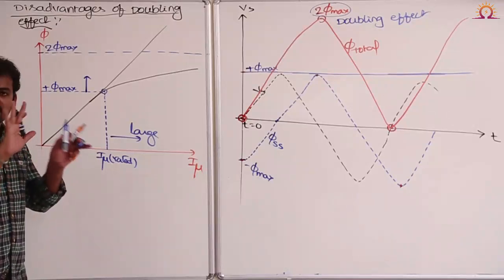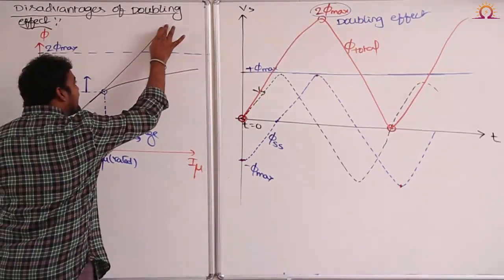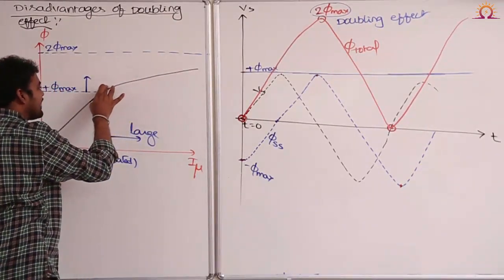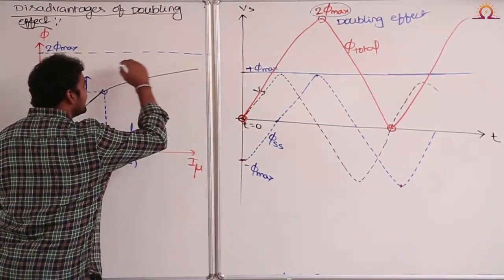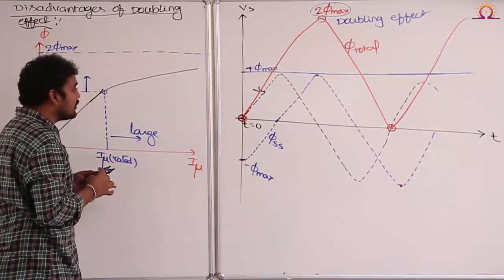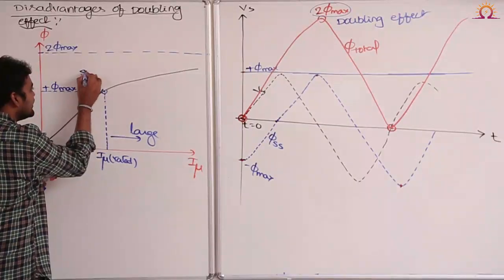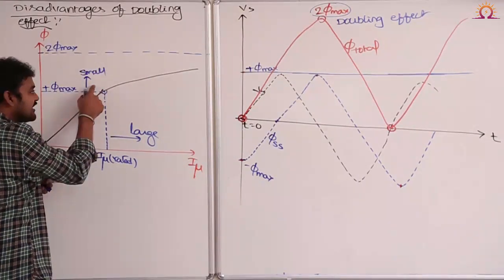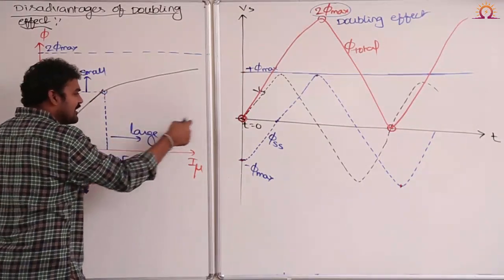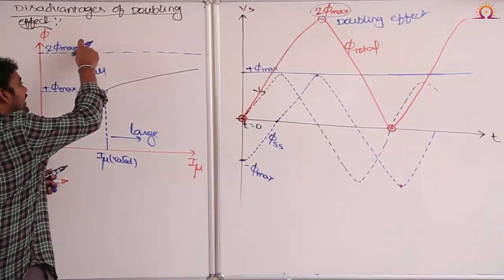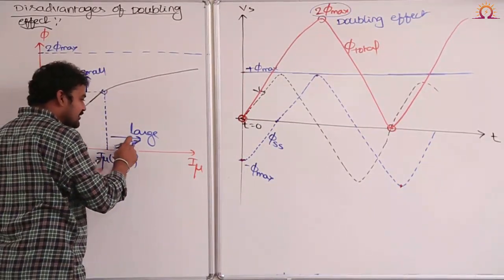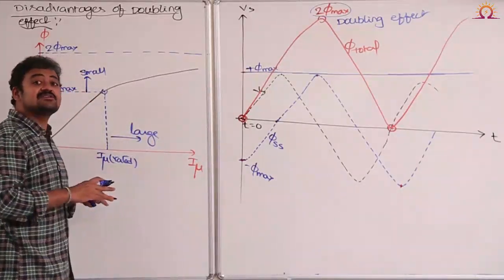That's all. That is not a big problem. But a practical core will have a non-linear magnetization curve. This non-linear magnetization curve will saturate the transformer core, and in this saturation zone, a small rise in flux density itself will demand a large rise in magnetizing current. Therefore, a doubling in flux will make the magnetizing current dangerously high.